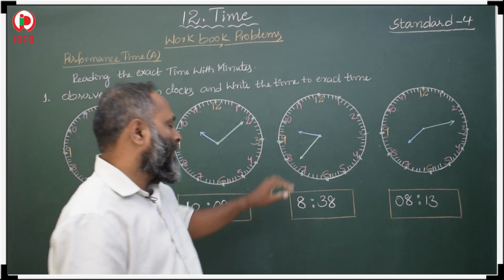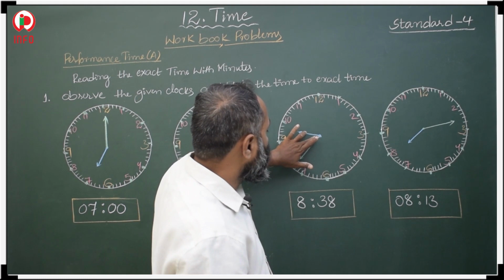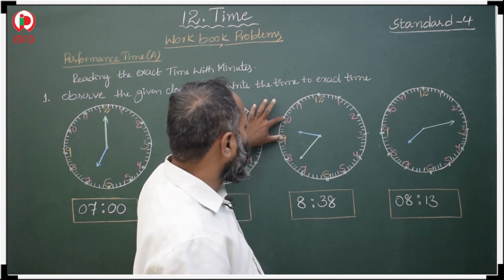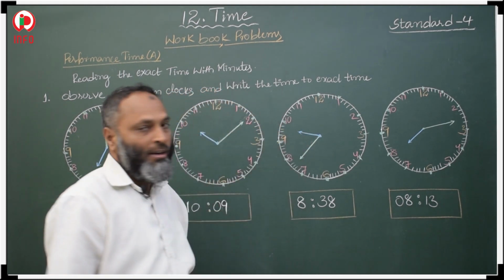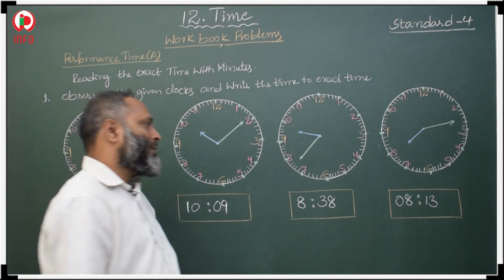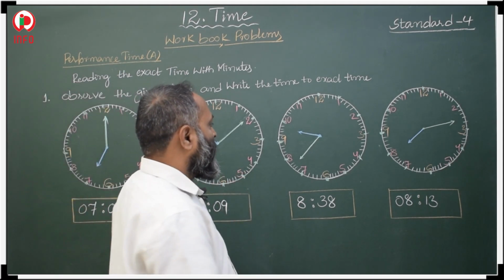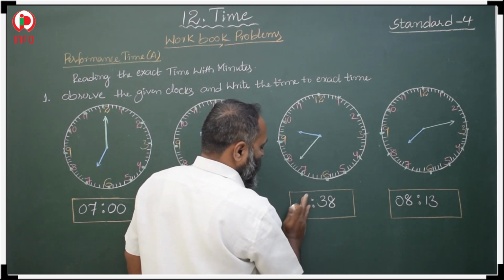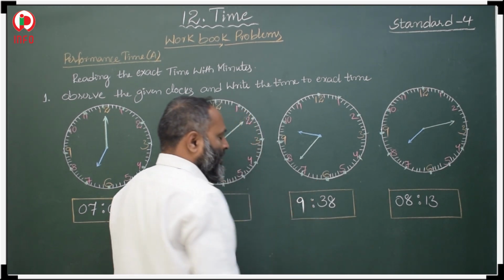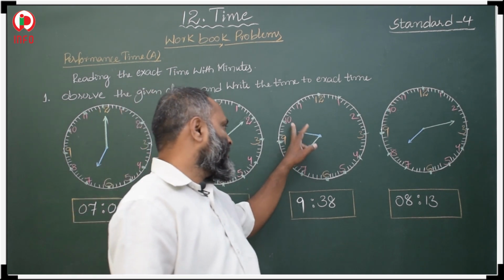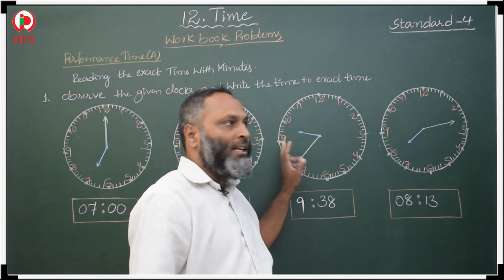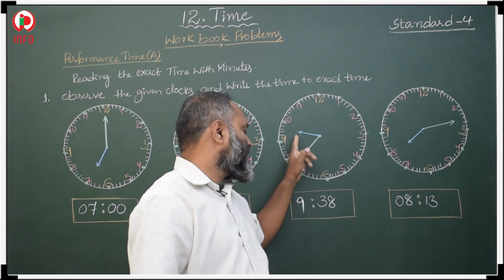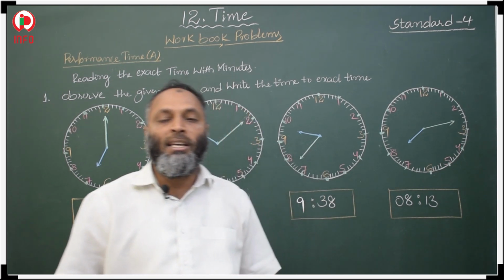Now here, the hours hand given in the textbook is in between 10 and 9. It means we should take the least one, which is 9. So the hours hand being in between 10 and 9 means 9 hours, and that is 9 hours 38 minutes.